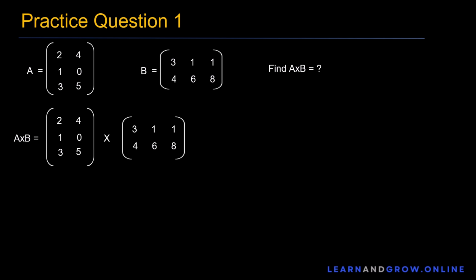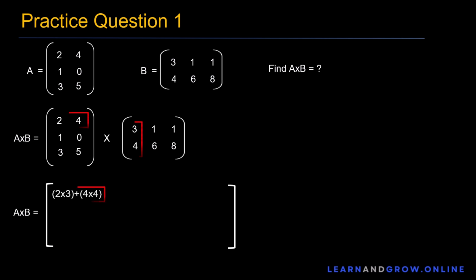Watch the video step by step and compare with your answer. Pause the video if you need more time to understand the calculation. Let us start with row 1 of matrix A and multiply it with all columns of matrix B, one at a time. Pay close attention to the red rectangles.